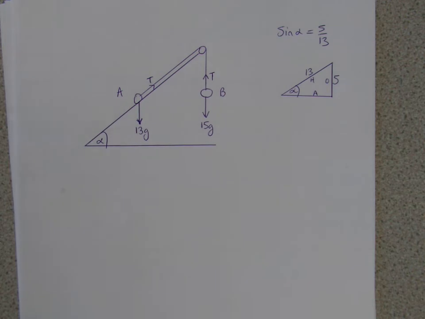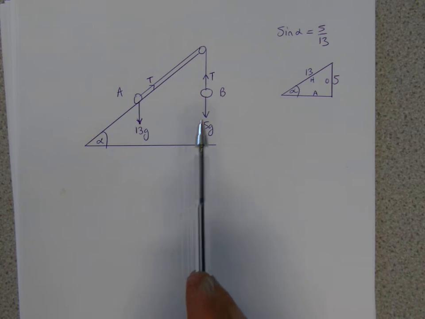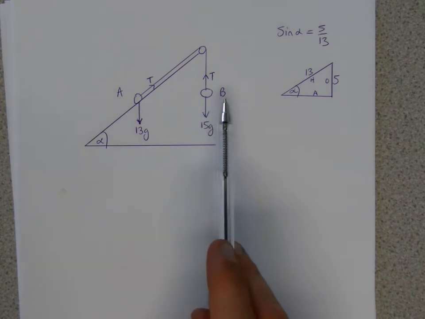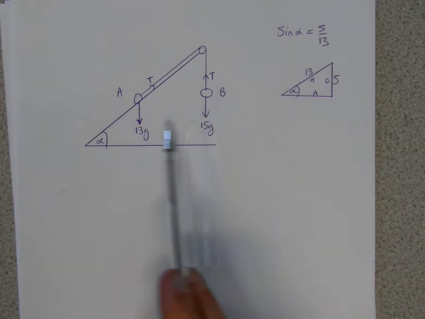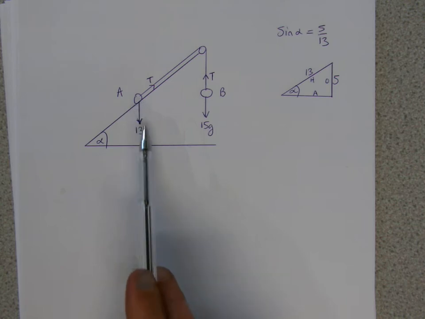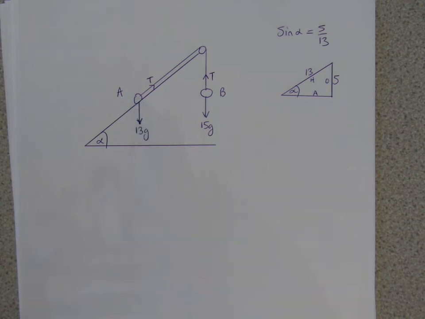Okay, so I've got this question set up here, right? I've put in some of the forces acting. So you've got this mass here, B, of 15 kilograms. So there's the weight there. And then I've got A, the mass of that is 13 kilograms, okay?